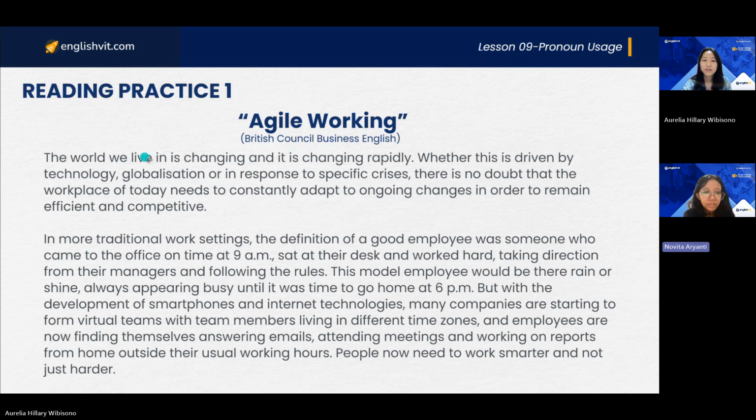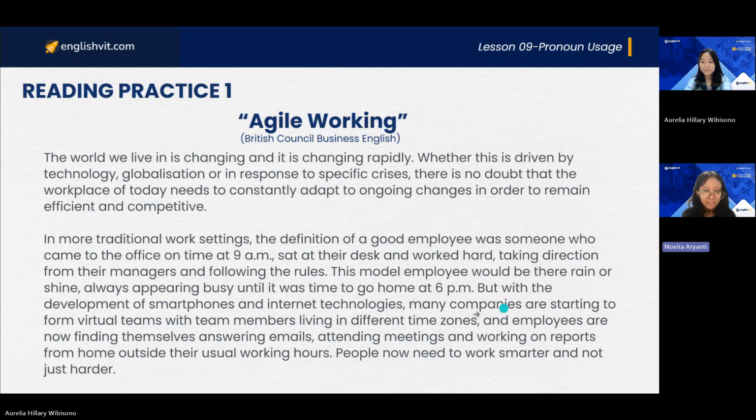The world we live in is changing, and it is changing rapidly, whether this is driven by technology, globalization, or in response to specific crises. There is no doubt that the workplace of today needs to constantly adapt to ongoing changes in order to remain efficient and competitive. And in more traditional work settings, the definition of a good employee was someone who came to the office on time at 9 a.m., sat at their desk, and worked hard, taking direction from their managers and following the rules. This model employee would be there, rain or shine, always appearing busy until it was time to go home at 6 p.m.